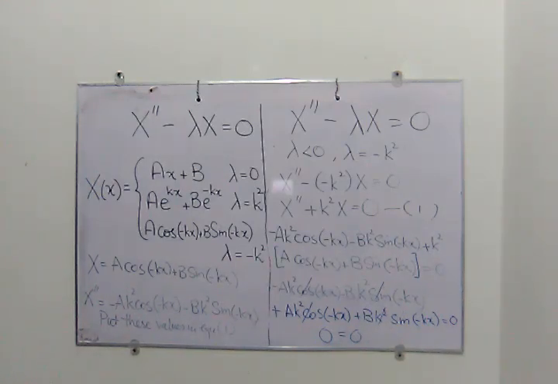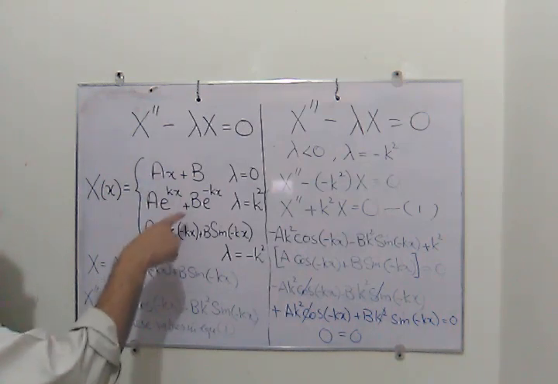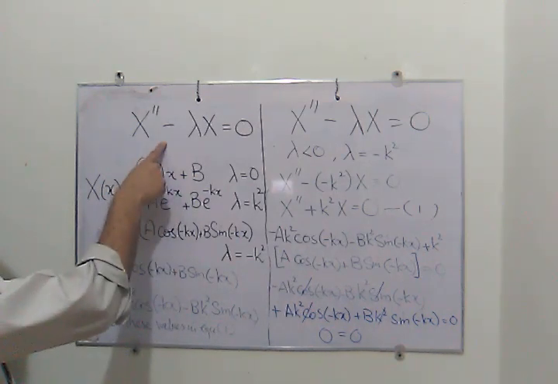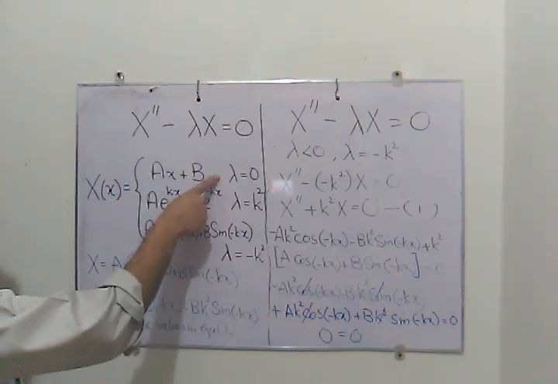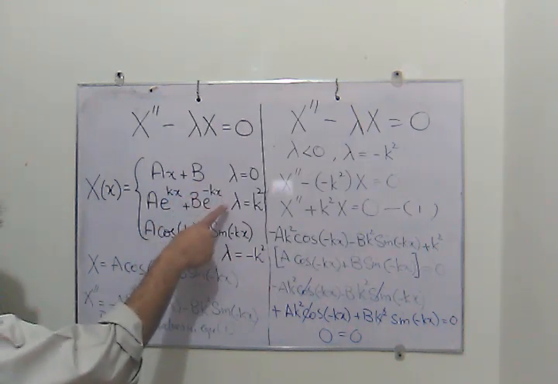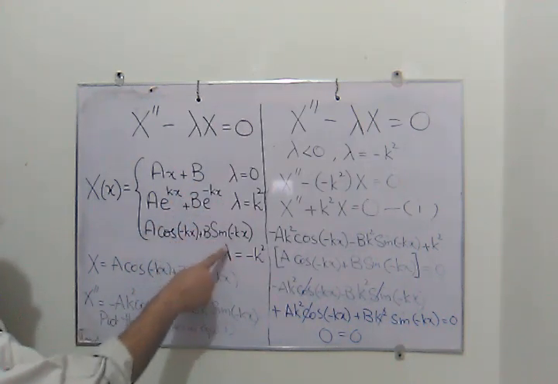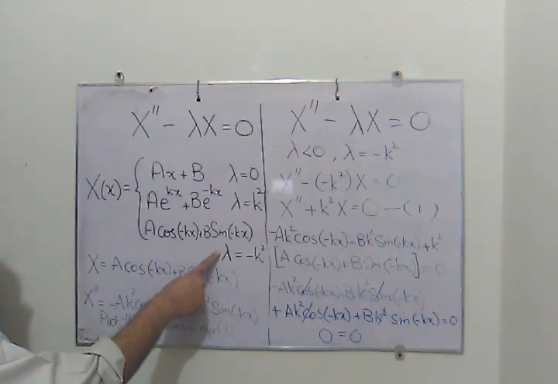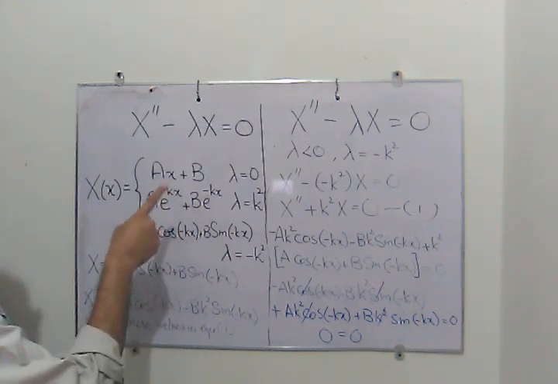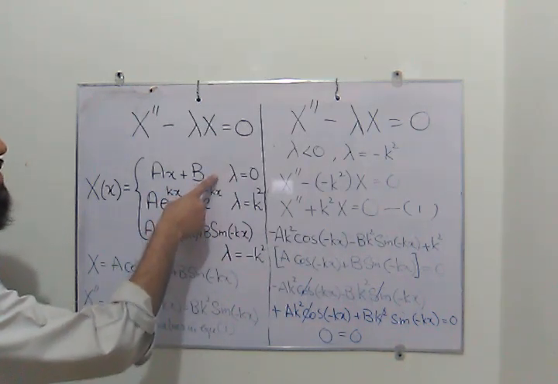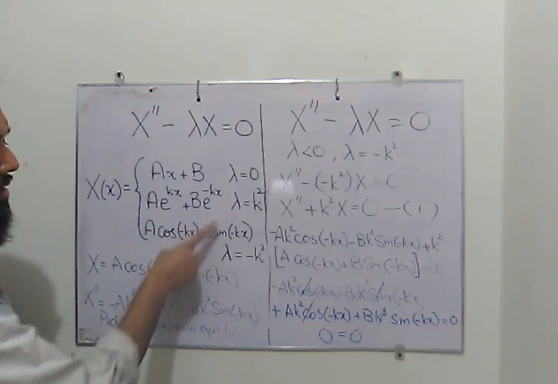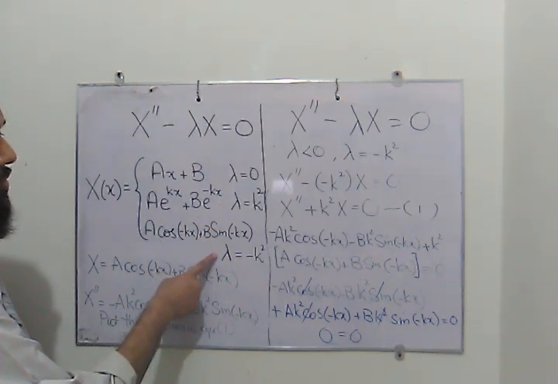And we have seen that these general solutions have satisfied this equation for the particular value of lambda when lambda is equal to 0, when lambda is equal to k square, and when lambda is equal to minus k square. So we take all three cases: when lambda is equal to 0, when lambda is greater than 0, and when lambda is less than 0.